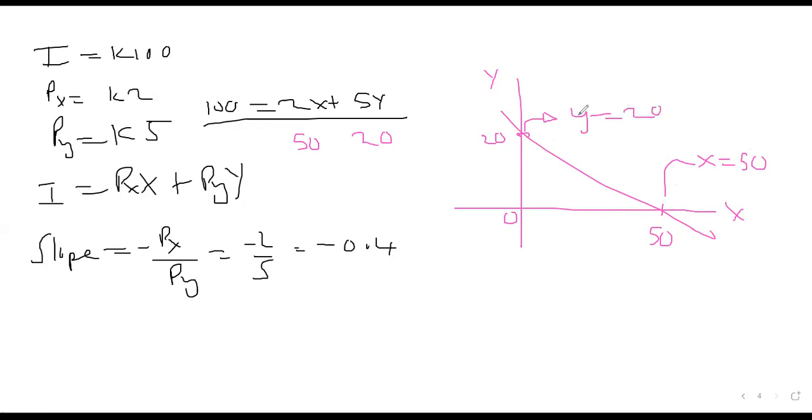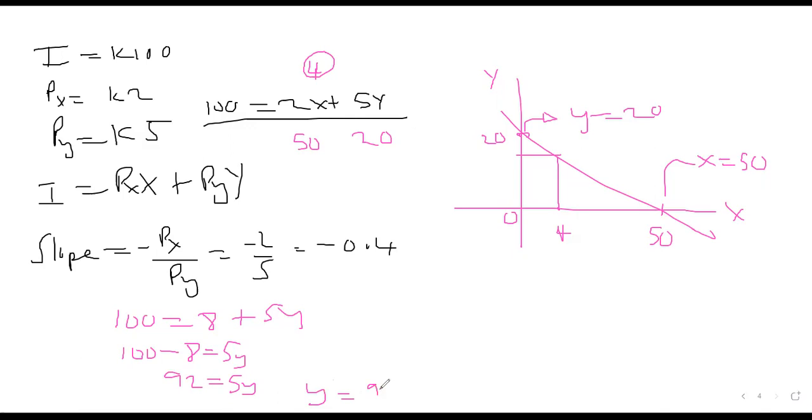But sometimes the examiner would want to say, suppose you are consuming 4 units of x. How many units of y do you consume? We just go here, 4 units of x, y in brackets. So you evaluate it. 2 times 4 is 8, so 100 is equal to 8 plus 5y. When the 8 goes across, it will be 100 minus 8 is equal to 5y. And this will be 92 is equal to 5y. We divide both sides by 5. So y is 92 over 5. What do you get?